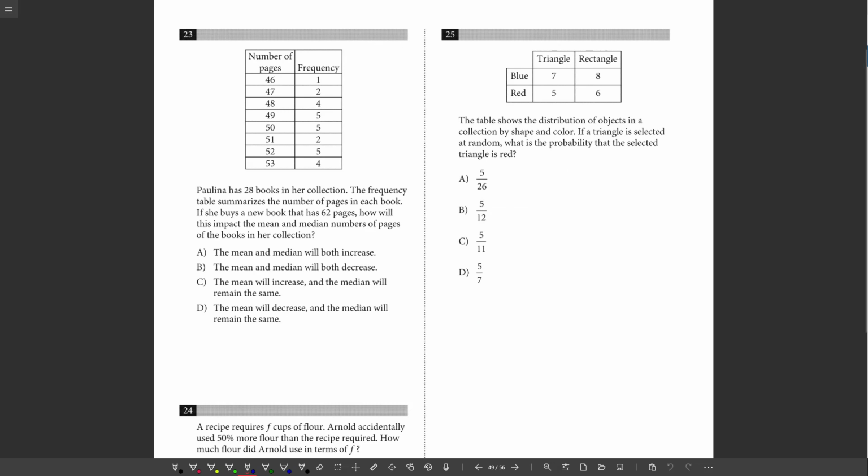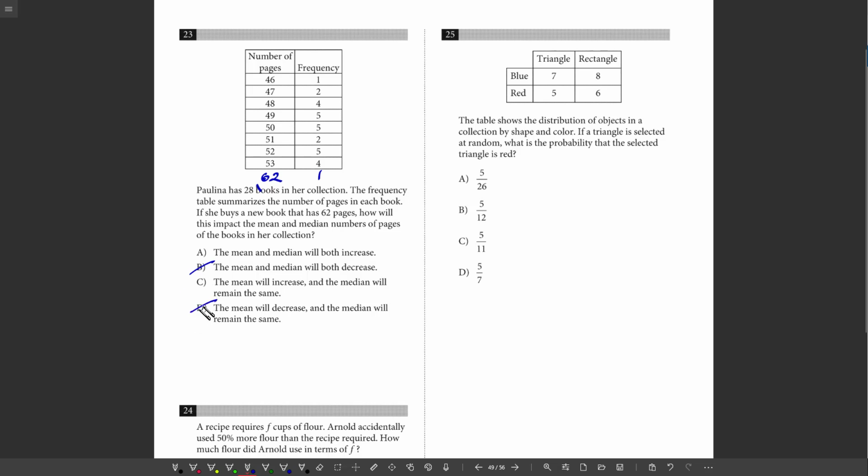23, we have a table with the number of books with a certain number of pages. And we're going to buy a new book that has 62 pages. So I'm going to just add 62 with a frequency of 1 because I've got one book with 62 pages. How will this affect the mean and the median? So the mean will increase because whatever the mean used to be, it's somewhere between 46 and 53. And so adding a 62 to that is going to drag the mean higher. So let's get rid of B and let's get rid of D.